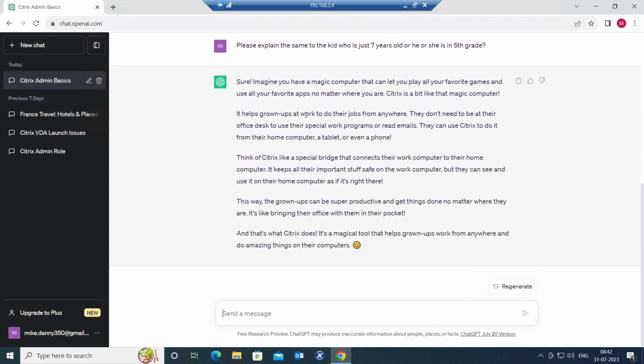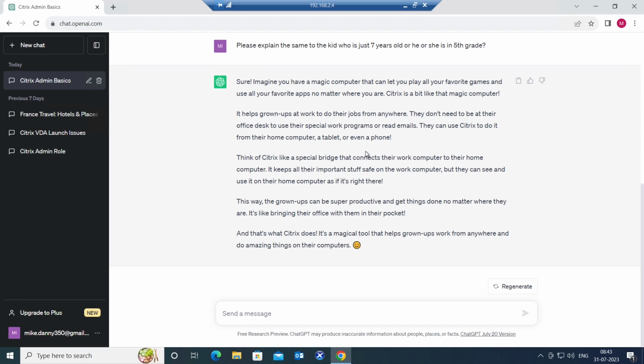Now, if you see the answer, it is not at all complicated. It is very easy to understand because now ChatGPT is explaining to a kid, so it is going to use that kind of terminology for the kid to understand. It says, sure, imagine you have a magic computer that can let you play all your favorite games and use all your favorite apps no matter where you are. Citrix is a bit like that magic computer. It helps grown-ups at work to do their jobs from anywhere. They don't need to be at their office desk to use special work programs or read emails. They can use Citrix to do it from their home computer, a tablet, or even a phone. So it is so beautiful that it is explaining in an easy and understandable manner.